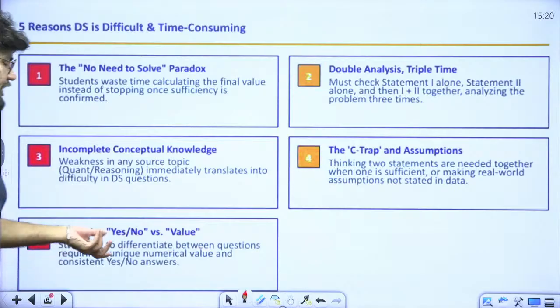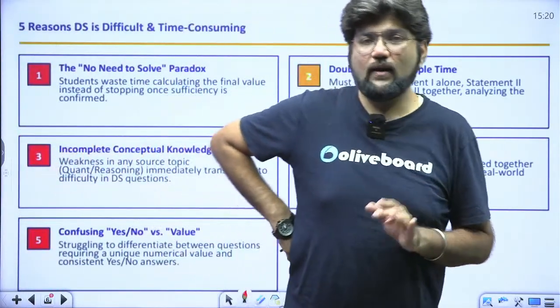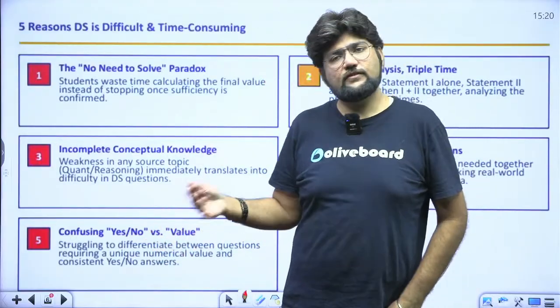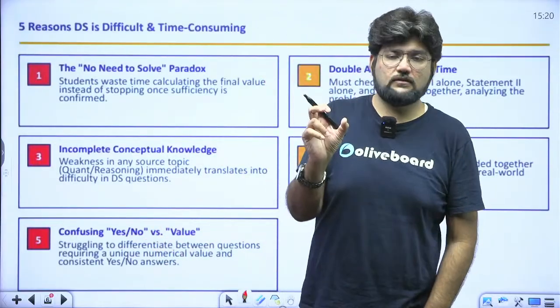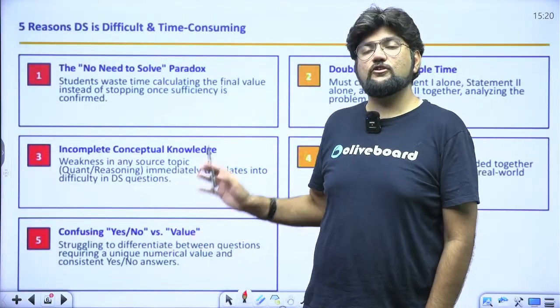And confusing yes, no versus value. Data sufficiency will always be of 2 types. One type of question will always have a value. If it's a quant based question, even if it's a reasoning based question, there's a final answer. You don't need to find the answer. You just need to check whether with all the data given to you, you'll be able to find the value or not.